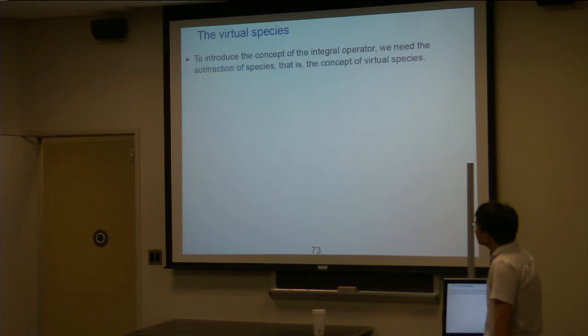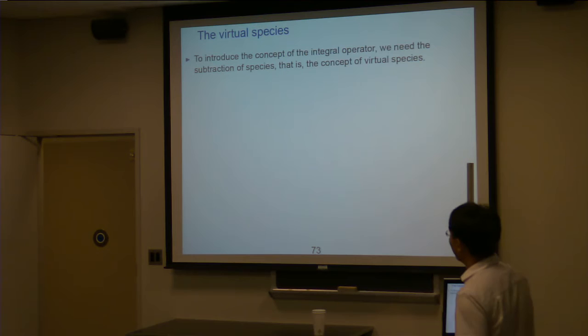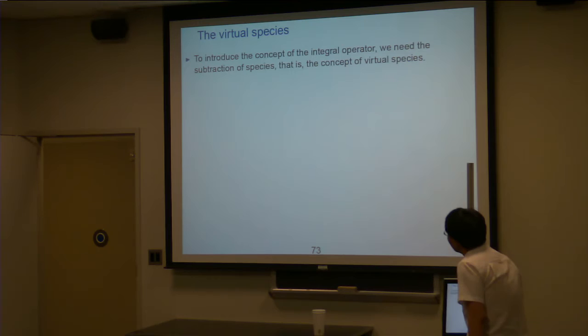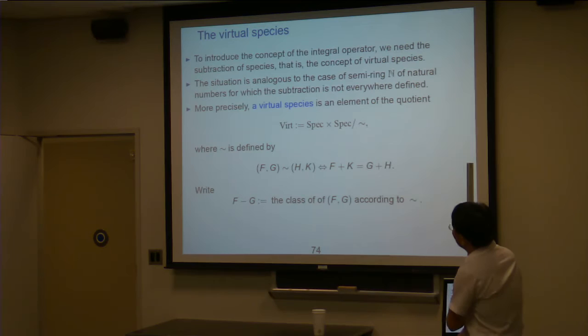So now we introduce the minus operator. Well, the minus operator, is it a symmetric difference or something? Formal difference. Also, to introduce the integral operator first. We also need the subtraction of species. This is the concept of virtual species. That's interesting. The situation is similar to the case of the semi-ring of natural numbers.